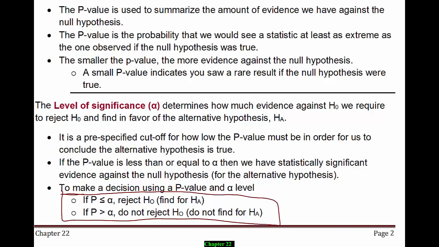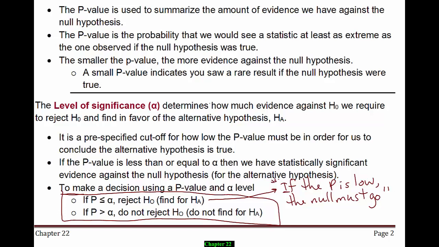A good way for you to remember the rule, p is less than or equal to alpha, reject the null hypothesis, is to say this in your mind: if the P is low, the null must go. So if the P is low, the null must go.